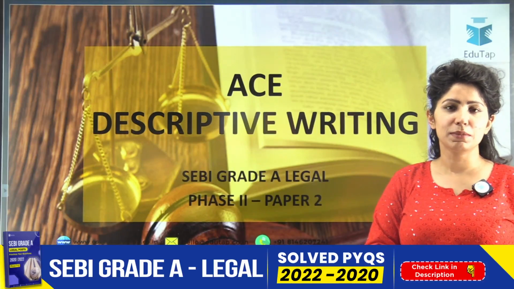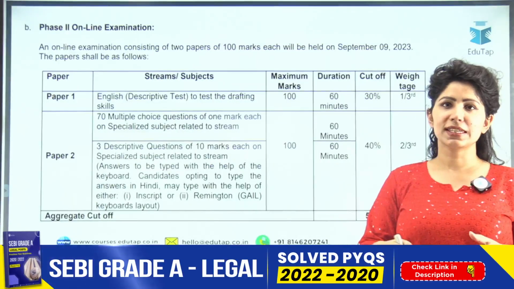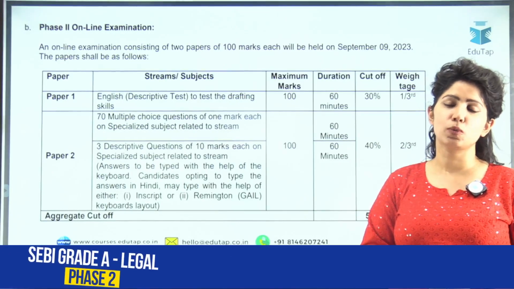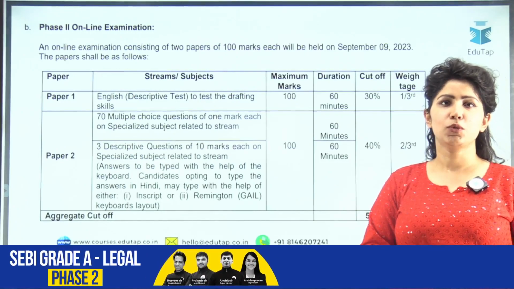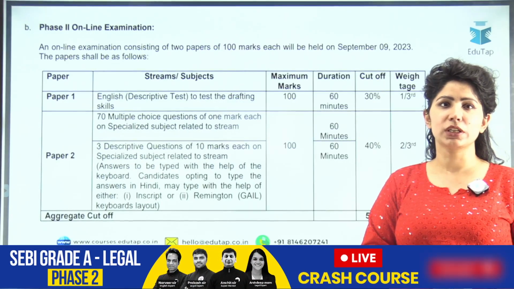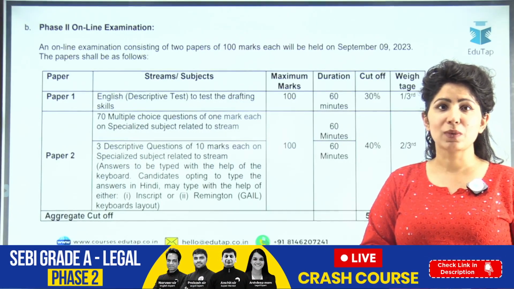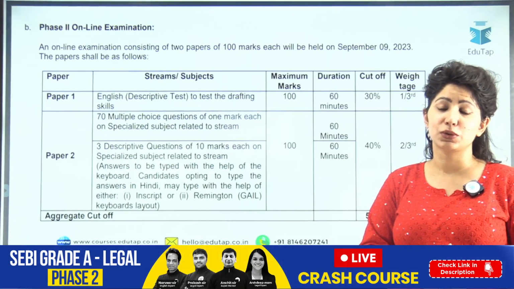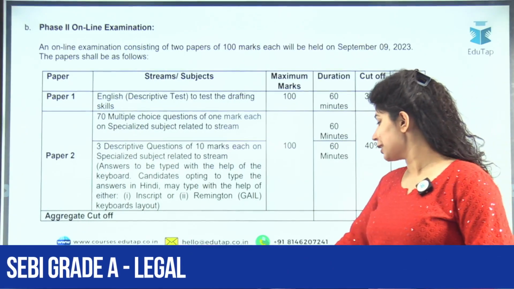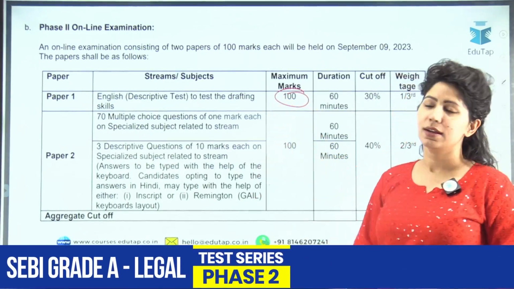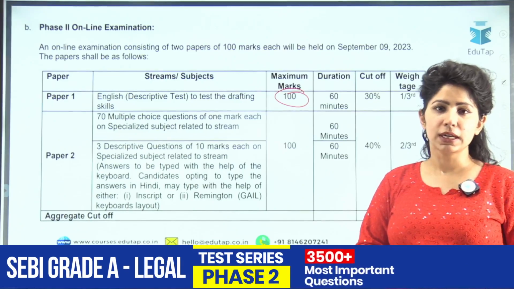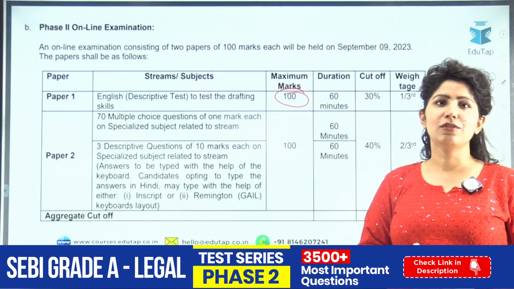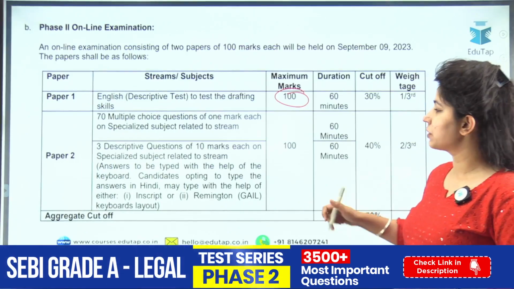Let me take you to the syllabus first. So this is the syllabus. Your exam is going to be conducted in two parts, that is 2 papers will be asked. Look at paper 1. Paper 1 has an English descriptive test to test the drafting skills. To test your drafting skills, this English paper has 100 marks. Again, it will be totally descriptive. Paper 2, which is the focus of the series, will have 3 descriptive questions of 10 marks each.